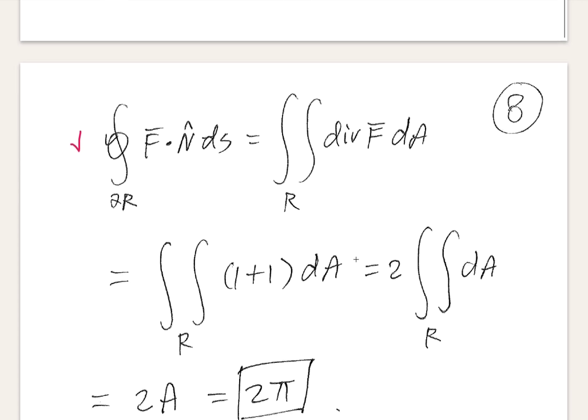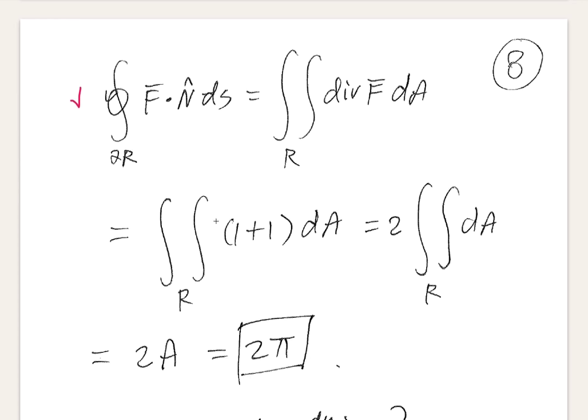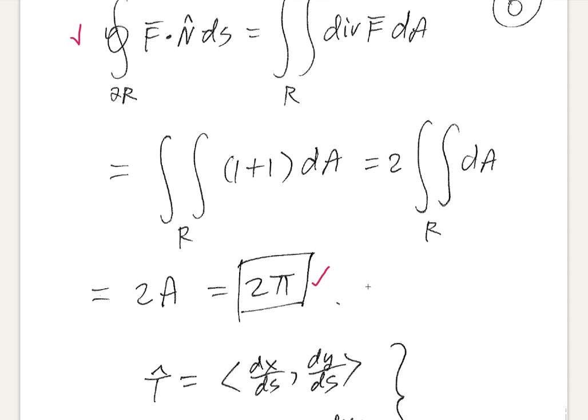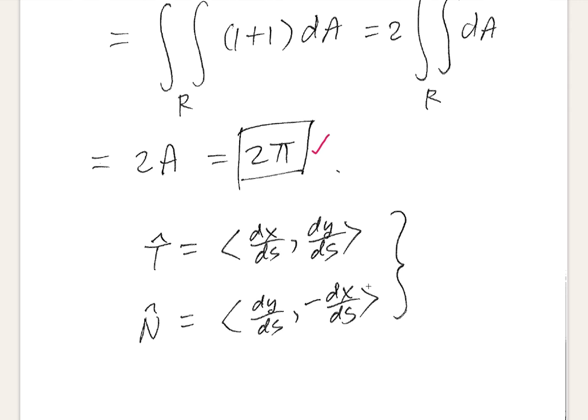That is 2. So the flux is the double integral of 2 dA, so that's just twice the area of the circle. But because it's a unit disk, the area is pi, pi r squared, pi 1 squared, so it's 2 pi. So there we go. We computed the flux across this thing.